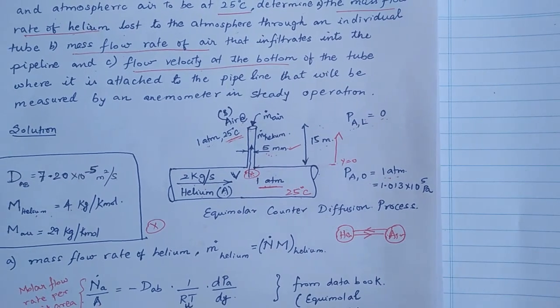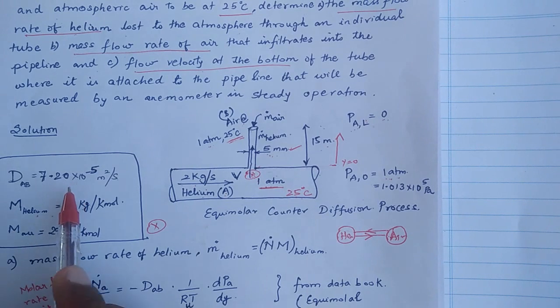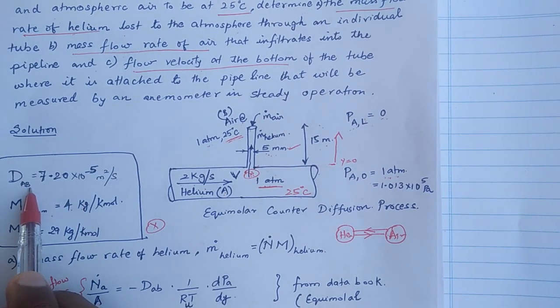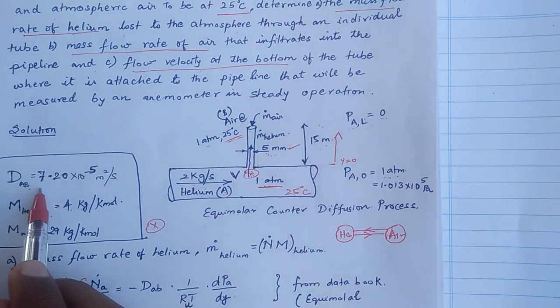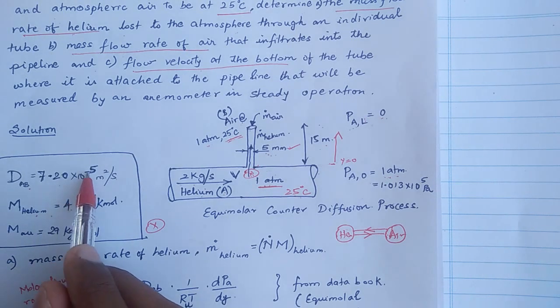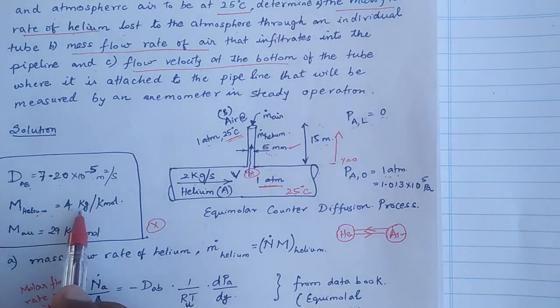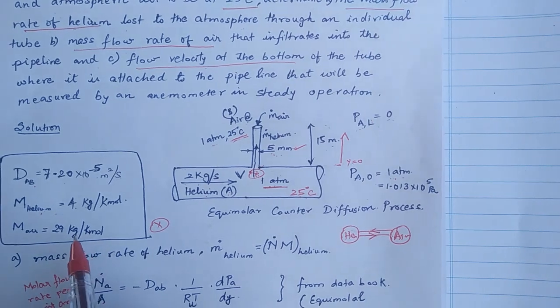Before calculating the mass flow rate of helium, we will be requiring three parameters, that is the diffusion coefficient of helium into air. This value can be found in data book. So this value comes around 7.20 into 10 power minus 5 meter square per second. Molecular weight of helium is 4 kg per kilomole and molecular weight of air is 29 kg per kilomole.